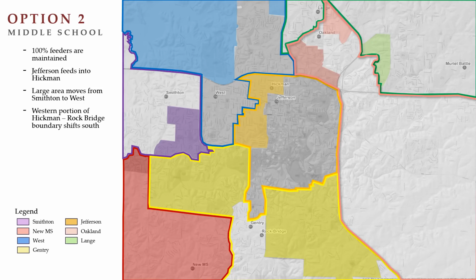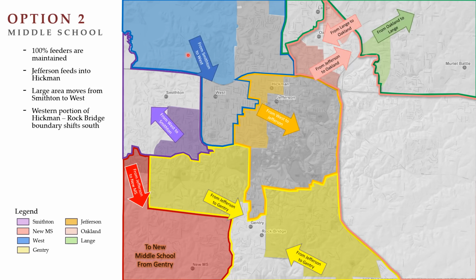Here's the more zoomed in map of those change areas of kind of the central city. Again, Smithton to West, also this area up here is also Smithton to West. We have these areas right here that would go from West to Jefferson, Jefferson to Oakland, Lang to Oakland, Oakland to Lang, Jefferson to Gentry, 2 pieces here. We have some Jefferson to the new middle school over here, and then the majority of the new middle school would be formed from Gentry. Do have this small area here going from West to Smithton.